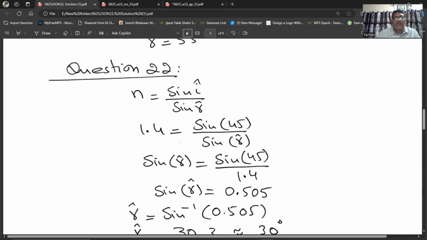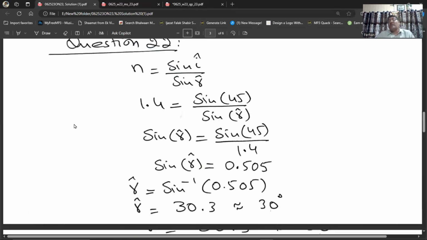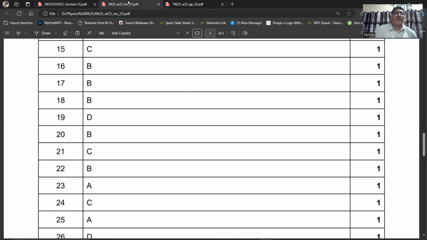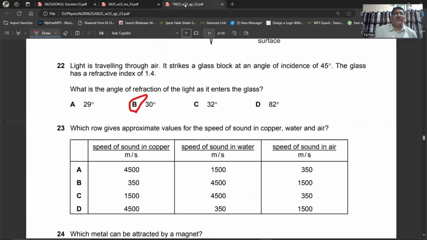So we will have question number 22. So sine i by sine r. So 1.4 is equal to sine 45 divided by sine r. So sine r will be equal to sine 45 divided by 1.4, and that will be 0.505. So r will be equal to the sine inverse of 0.505, and that will be 30.3, which is approximately 30 degrees. So the angle of refraction will be 30 degrees. Okay. So I think B is the option. Question number 22, B is the right option, sir.